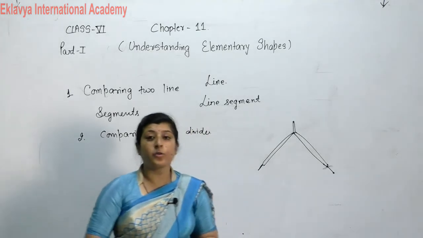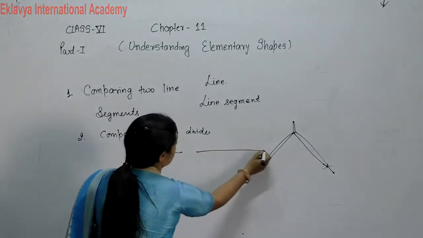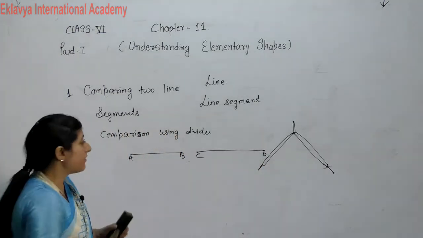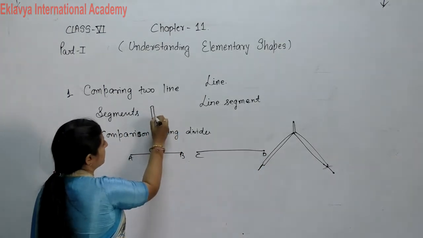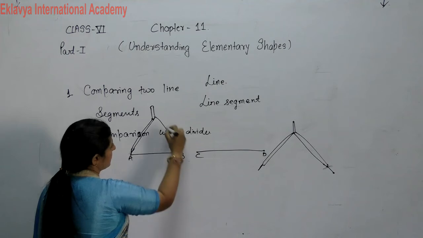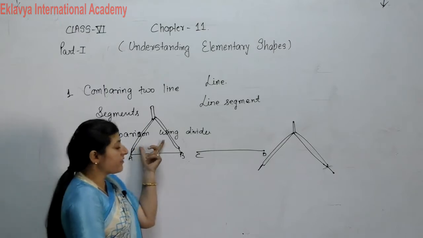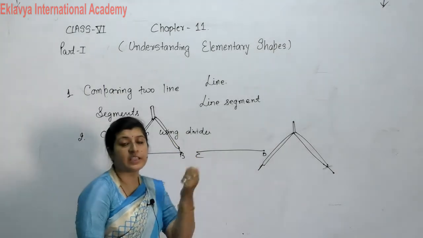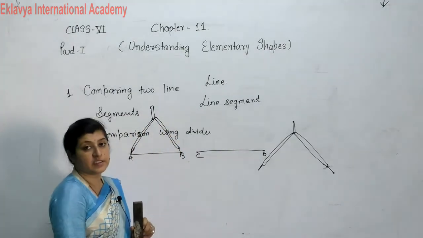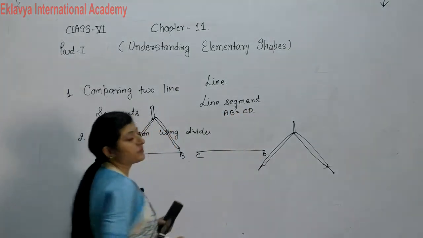Using the divider, how can you do it? Suppose I have two line segments AB and CD. What I will do, I put my divider here, and open these pointers till A and B. This same divider when you put here, then there are three cases. Maybe this divider covers this whole CD. Then we can say AB is equal to CD.